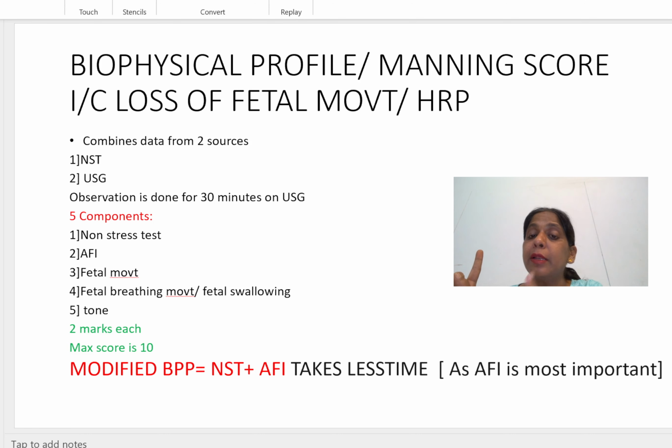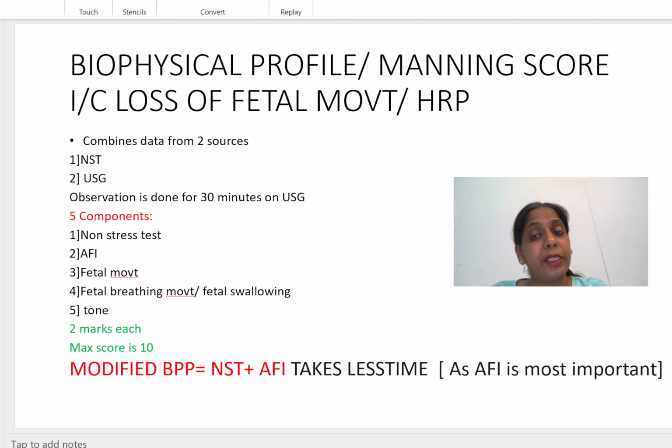Number 1 is fetal movement, another is fetal breathing movement. Easy to learn: two parameters are associated with movement, one is fetal movement and the other is fetal breathing movement. And the third and last parameter which is left is fetal tone. Easy. So what is fetal breathing movement?